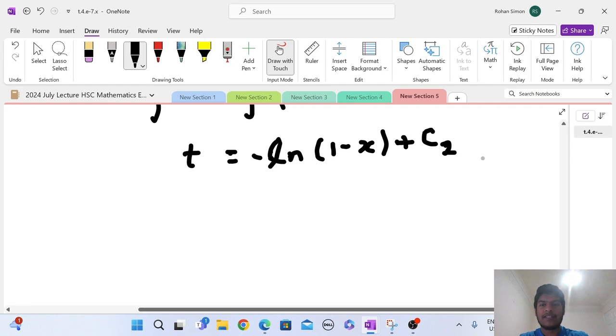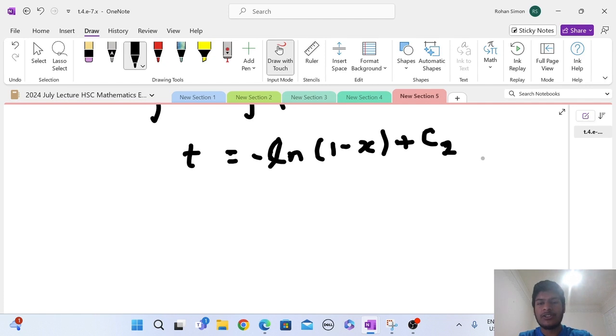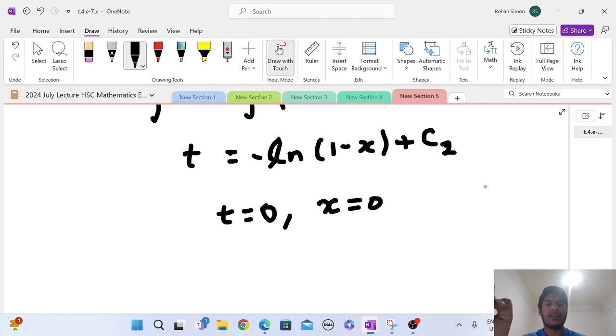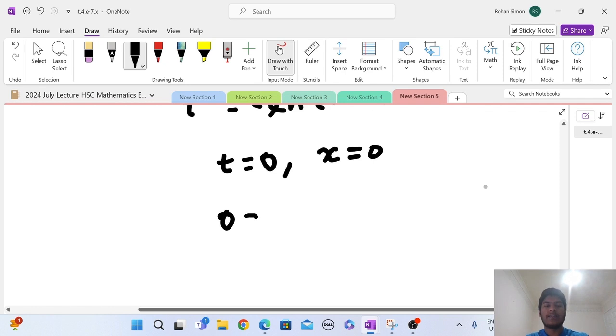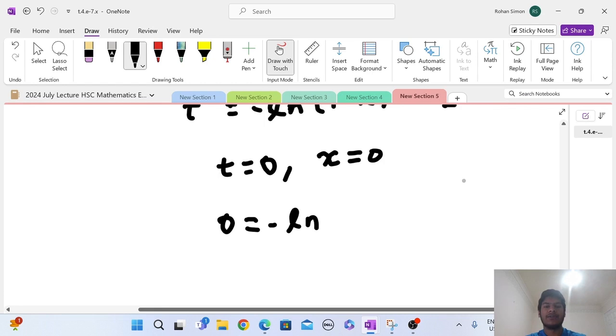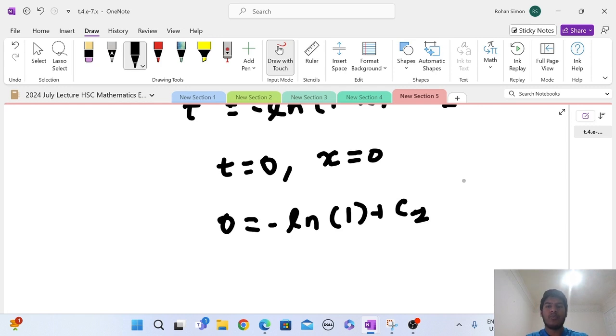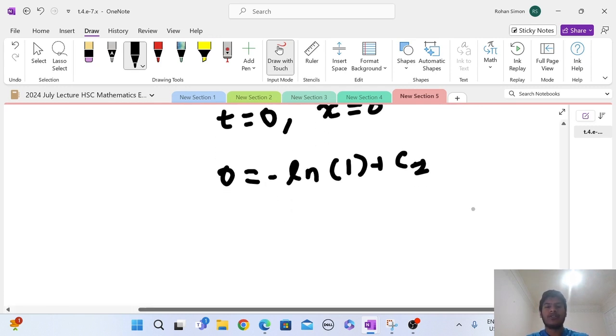We need to try and get rid of the C2, and that's again where we rely on the initial condition. This time, not in terms of velocity and position, this time in terms of position and time. So we're told that when t equals 0, that is, initially, x equals 0, the particle is at the origin. And so if we sub that in, we end up with 0 equals minus ln of 1 minus 0, which is just 1, plus C2. ln 1 is 0, and so that concludes that C2 must also be 0.